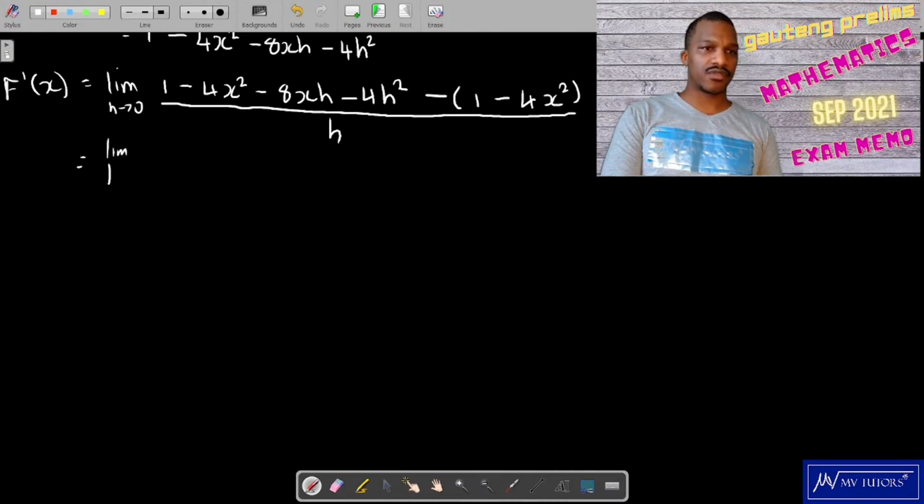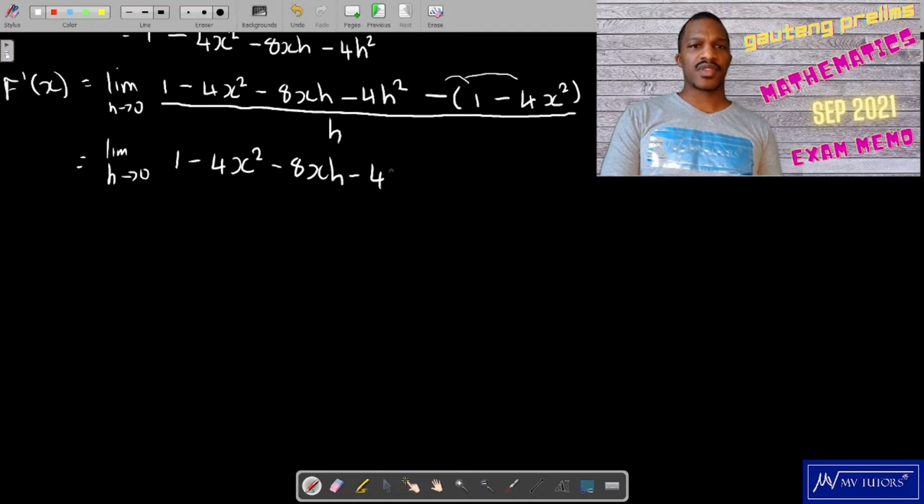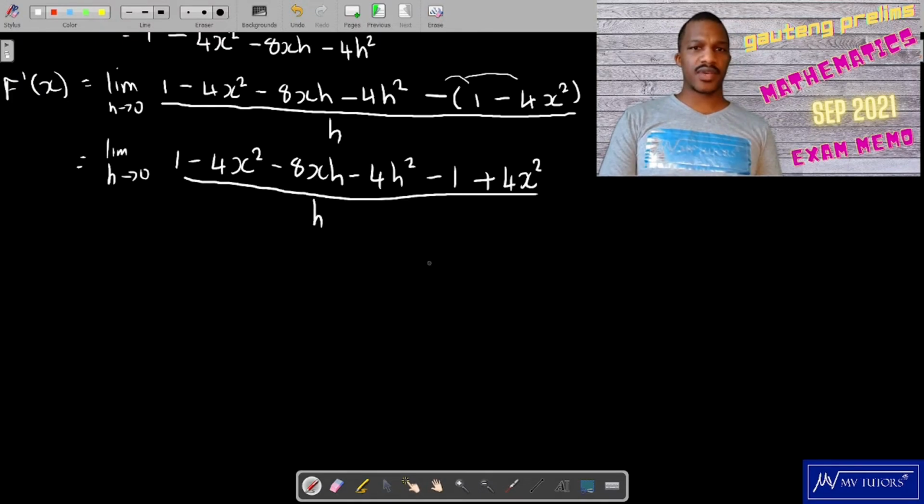Unfortunately, you just have to write this limit thing again. What I want to do is just get rid of this bracket. Everything else just remains the same. No issues there, which is rewrite it exactly as it is. So minus 1 times 1 is minus 1. Minus 1 times minus 4 is plus 4xh. Okay, so you need to be careful of these brackets.